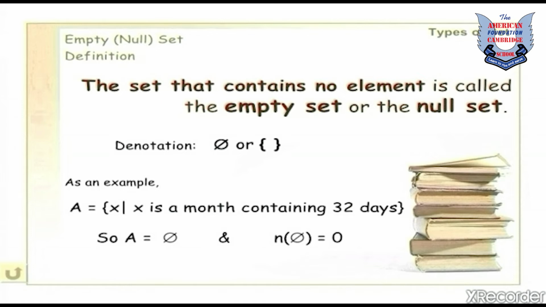Another example of an empty set, a month containing 32 days. There is not a single month in a whole year which has 32 days. So it is practically impossible to form such a set. So the answer will be an empty set or null set.